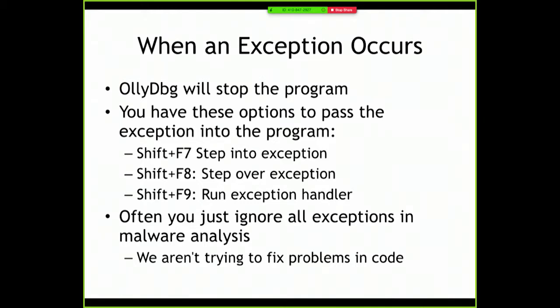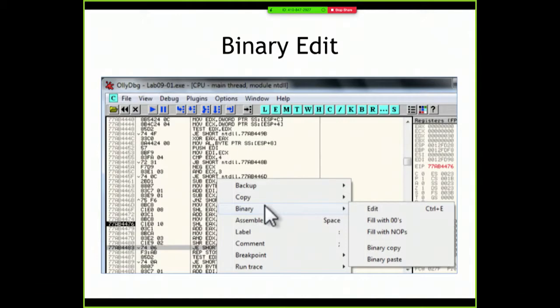And so when you do have an exception, it goes back to the debugger, and you have to press Shift F7, 8, or 9 to pass it back to the program and let the program try to handle it. And that's what you typically want to do in a SEH exploit, which we'll be doing in the 127 class on Saturdays.